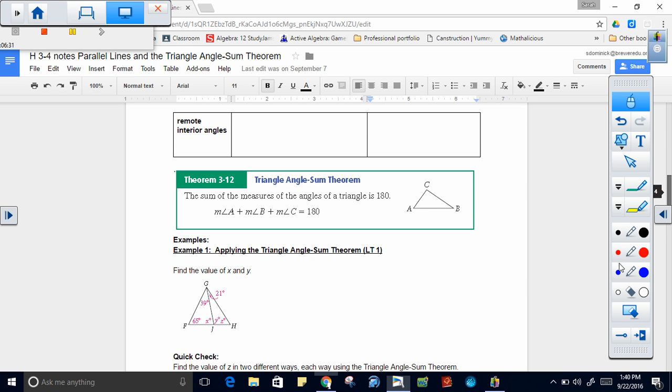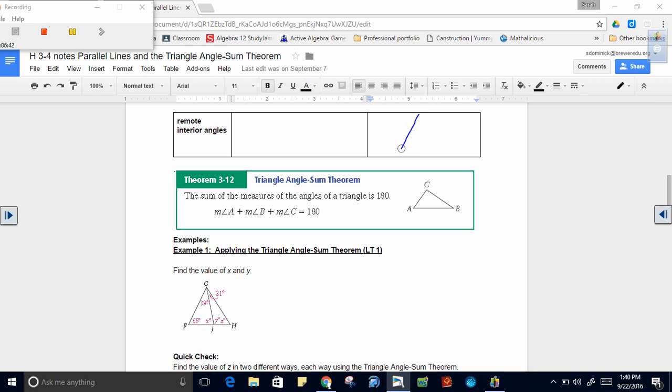Remote interior is our last one. I'll give you a picture for this. So it's when you're talking about an exterior angle. So let's use this for our exterior. Here and here would be your remote interior angles. There and there. So those are remote. Remote is far away, right? Interior is inside. So remote interior angles.